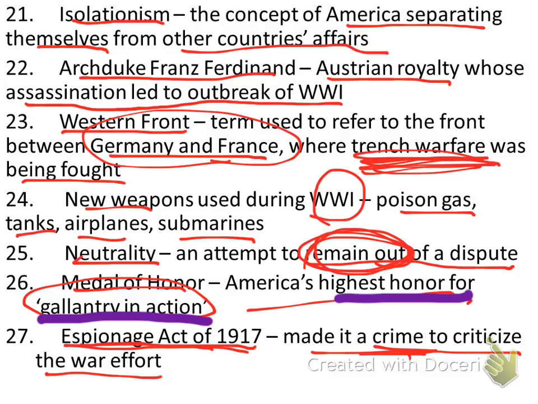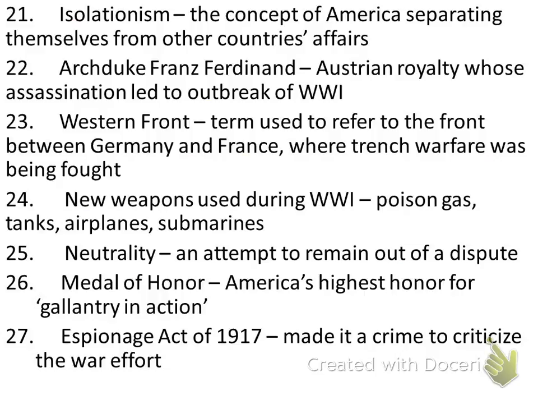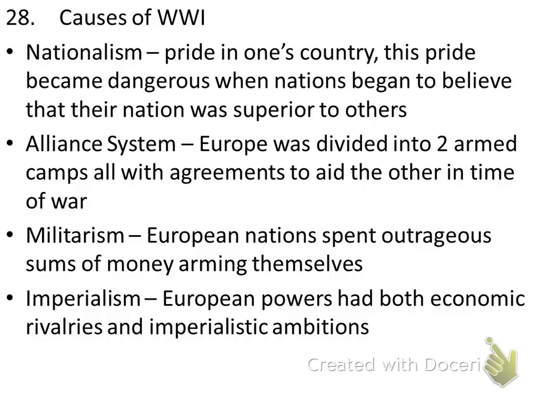All right, let's continue. I believe we have 2 more slides, numbers 28 and 29. And let's take a quick look at these. As I told you earlier, we would get to the causes of World War I: nationalism, the alliance system, militarism, imperialism. Let me walk through each one a little bit more slowly than I've done previously, so make sure you fully understand it. We'll start with nationalism.